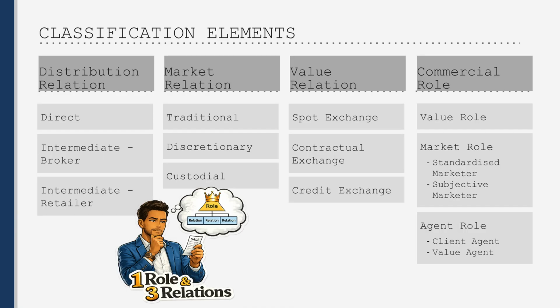To analyze any commercial interaction, we look at the three relationships: distribution, market and value, and the commercial role. Classifying these elements accurately allows us to link the interaction to the correct regulatory framework for compliance decisions. Watch Part 2 next, where I will show you how to use a decision tree to analyze a commercial interaction step by step.